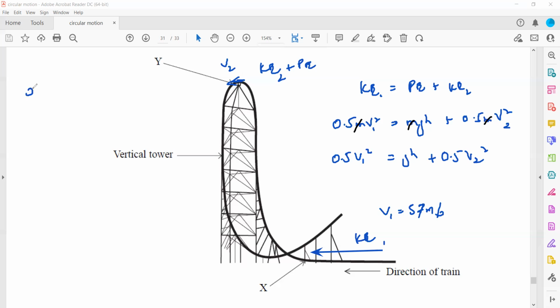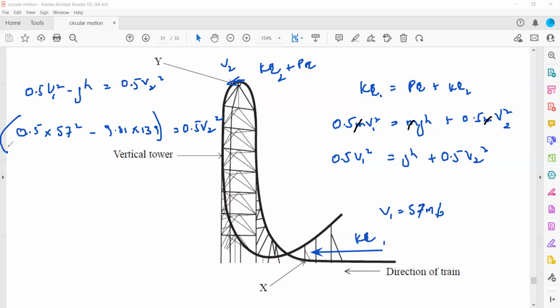When we simplify, 0.5 v1 squared minus gh is equal to 0.5 v2 squared. So 0.5 multiplied by the speed that was 57 squared, minus gravity 9.81 multiplied by the height 139, is 0.5 v2 squared. What's the answer for this? 0.5 into 57 squared minus 9.81 into 139. When you simplify, what's the answer for this part?